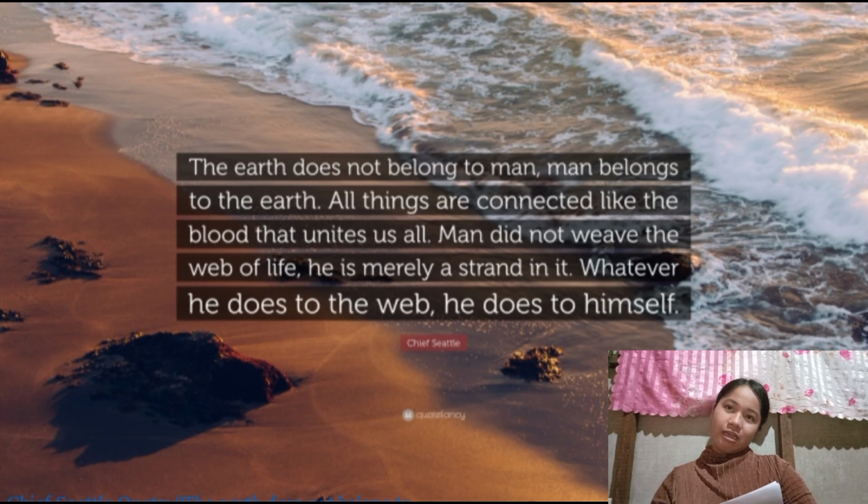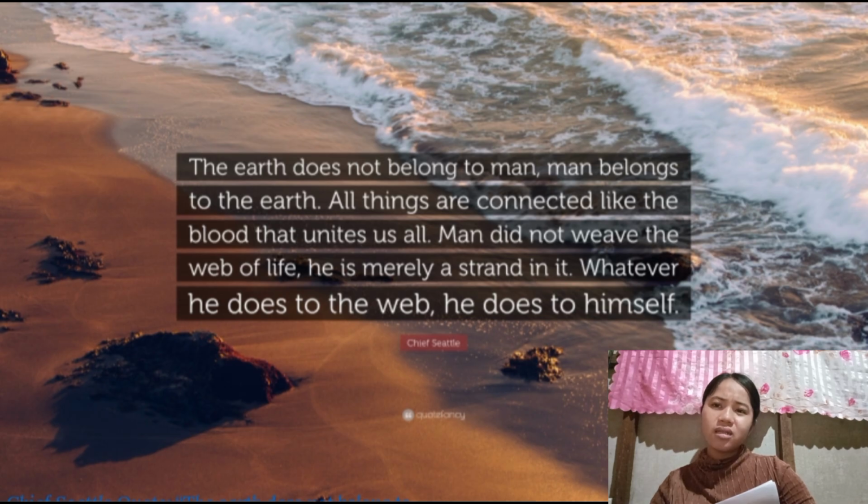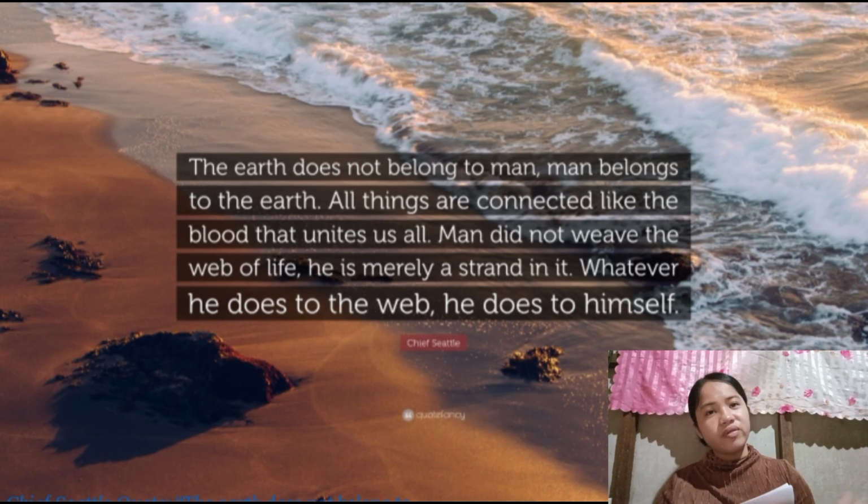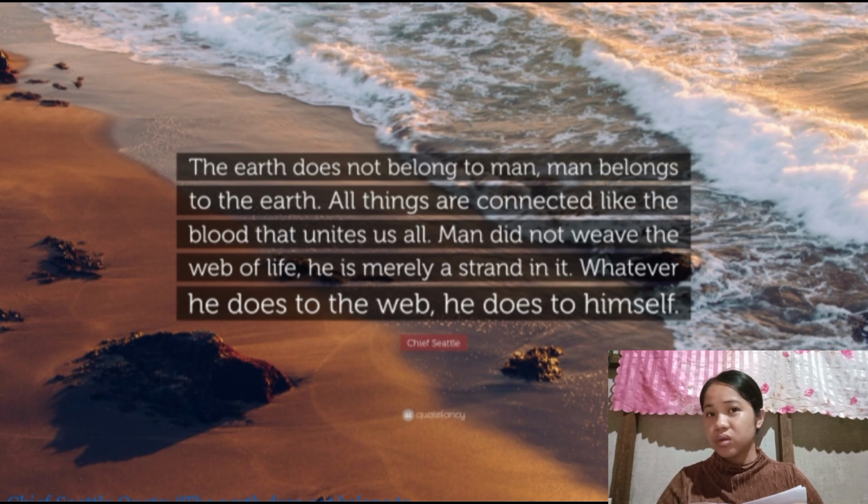The next slide is a quote from Chief Seattle. Not really sure if that's how Chief Seattle is pronounced. So according to him, the earth does not belong to man. Man belongs to the earth. All things are connected like the blood that unites us all. Man did not weave the web of life. He is merely a strand in it. So whatever he does to the web, he does to himself.